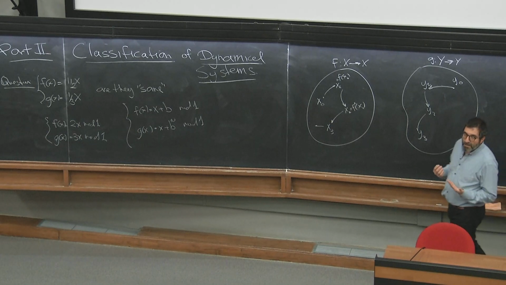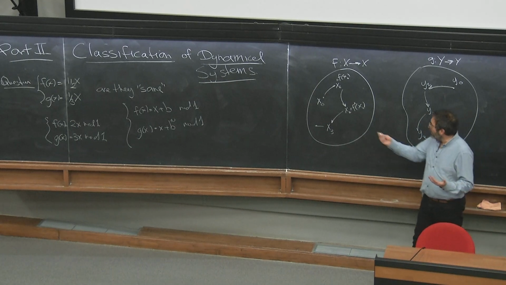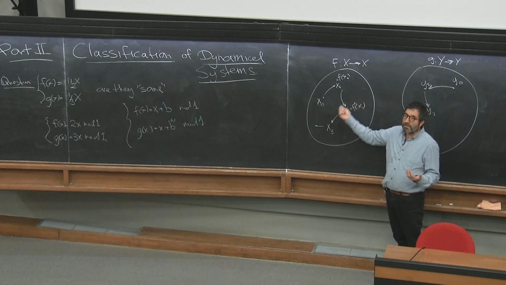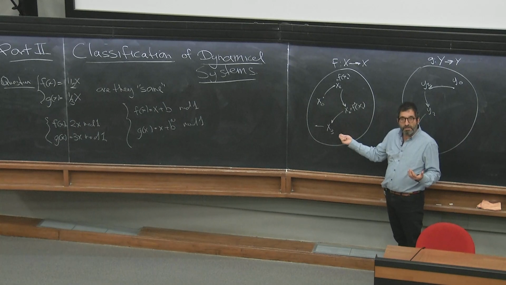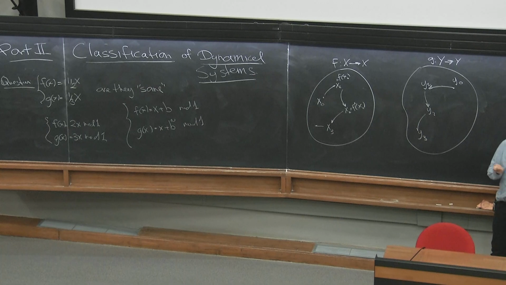And the same for periodic points, right? So if you have a periodic point here of period 7, you would expect that you would find a periodic point here of period 7.